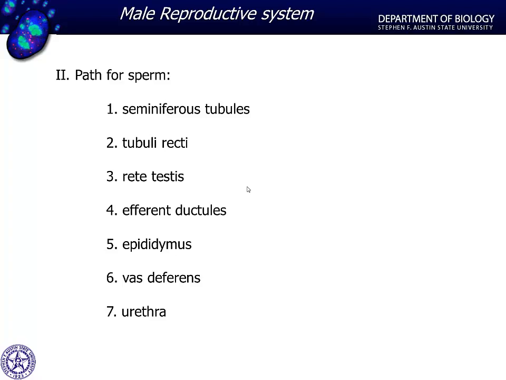So here is our path of sperm. This is going to represent our genital tract. The seminiferous tubules, tubuli recti, and the rete testis, these are going to be intratesticular, the first three. Efferent ductules are going to interconnect the intratesticular ducts with the extratesticular ducts. So the efferent ductules are almost like an intermediate between the two. And then the epididymis, vas deferens, and the urethra are our extratesticular genital ducts.